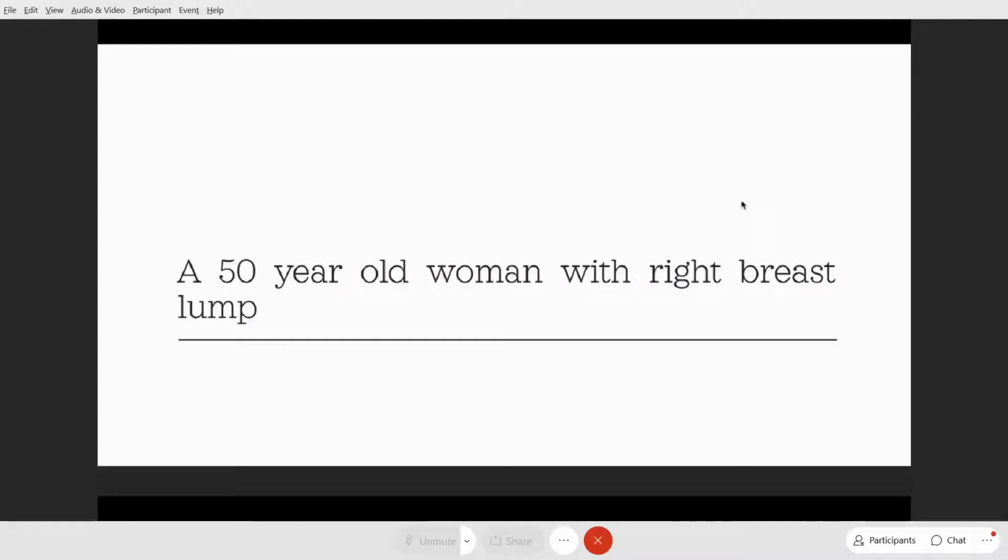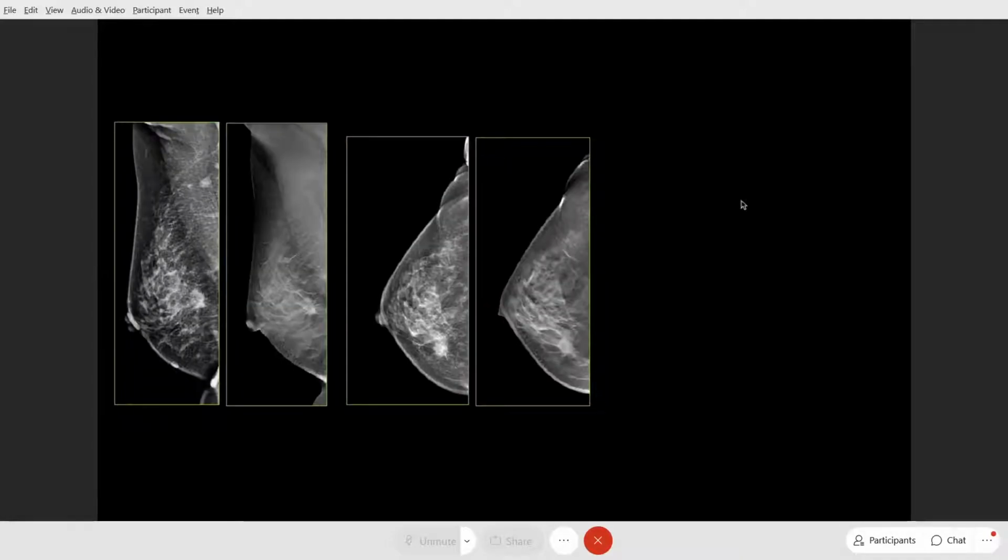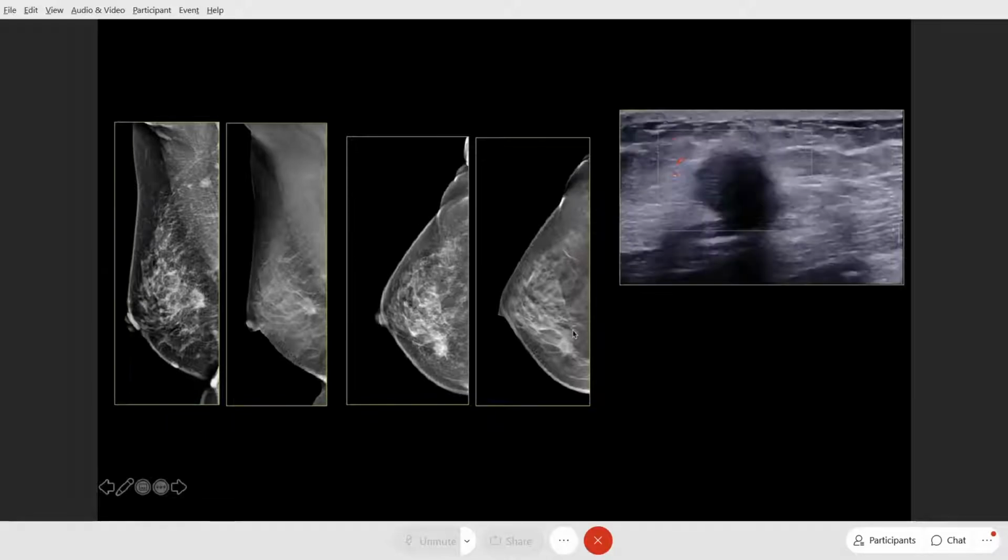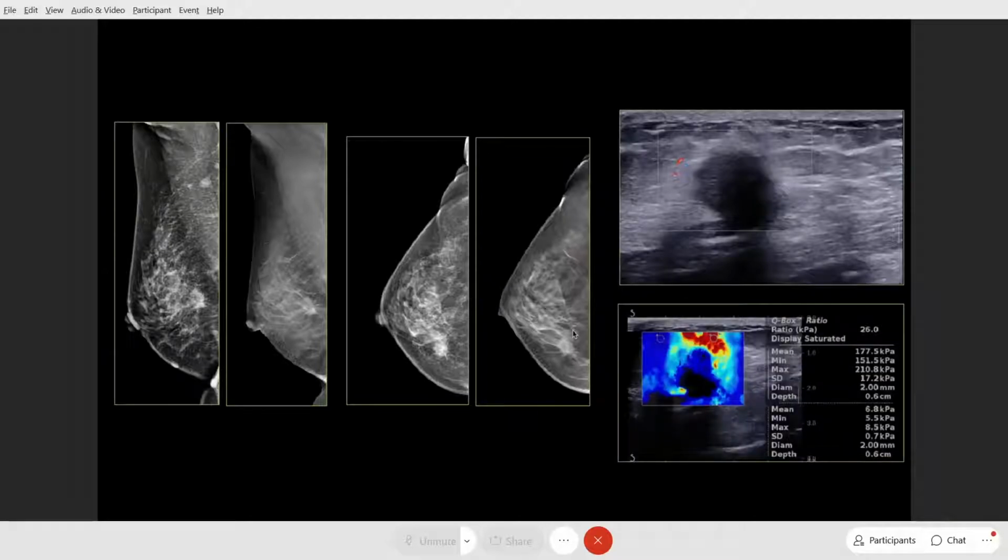This is a 50-year-old woman with a right breast lump. So mammo is pretty straightforward in this. You can see the lesion in the posterior third of the breast in the inner central quadrant, and you can see the spiculations very well appreciated on the tomo image. Yes, the ultrasound also confirms the finding that the lesion has all suspicious morphological features: non-parallel, indistinct margins, echogenic rim, and also high values on elastography.